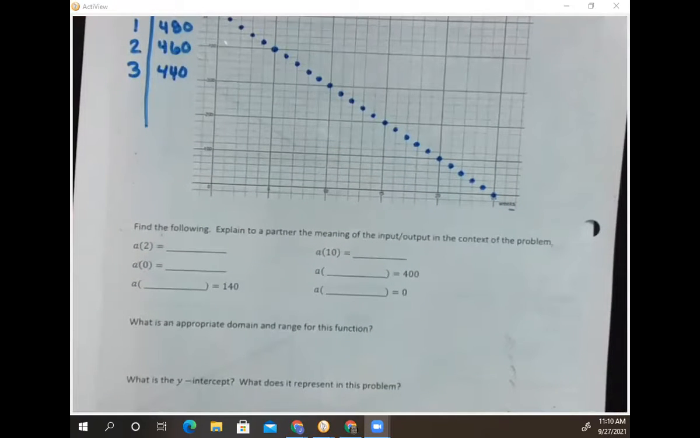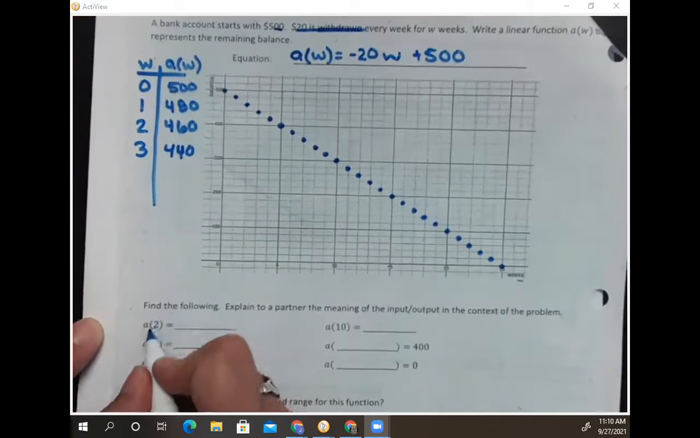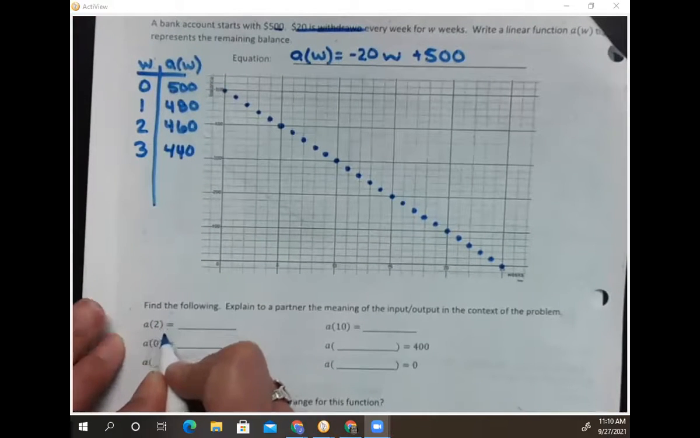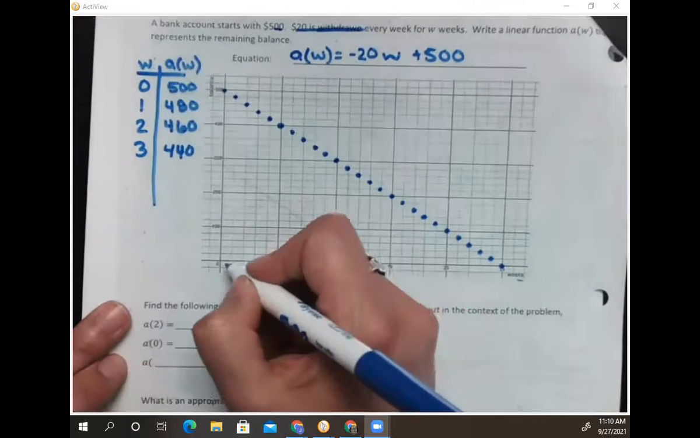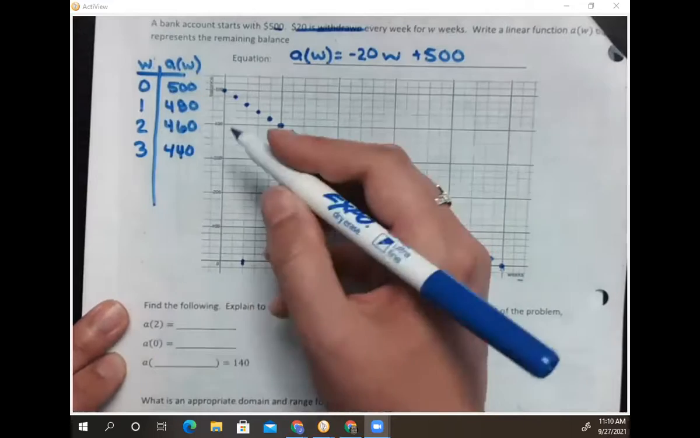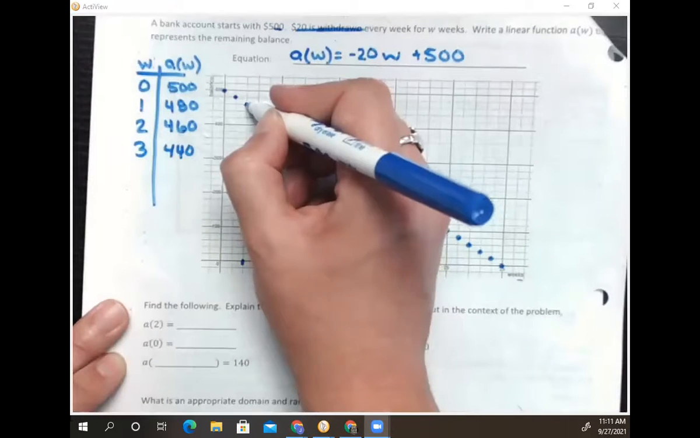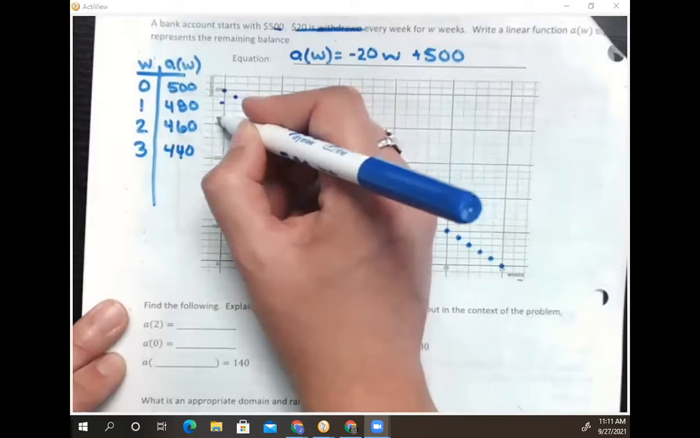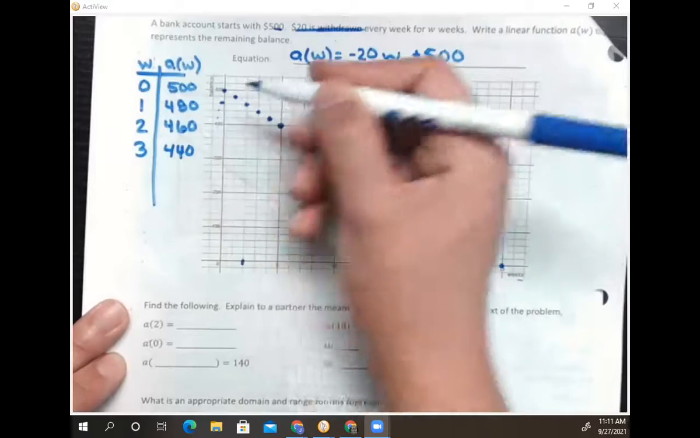Now we've got some evaluate practice problems here. Again, good practice from what we did with our warm-up. My first problem is asking for A of 2. Remember, this is an X value here. It's in parentheses. So A of 2. So when X is 2, what's the Y value? When X is 2, Y is 400, 420, 440, 460.